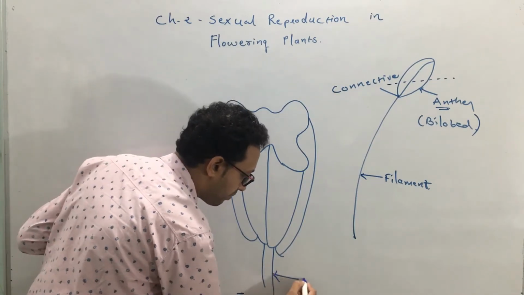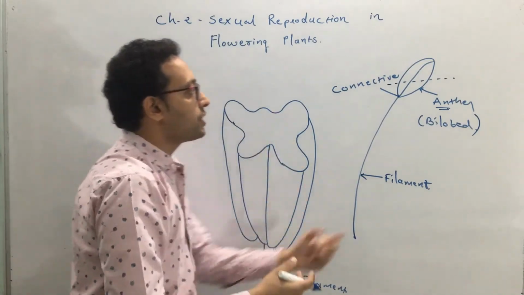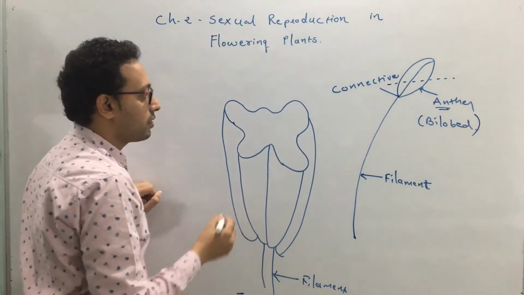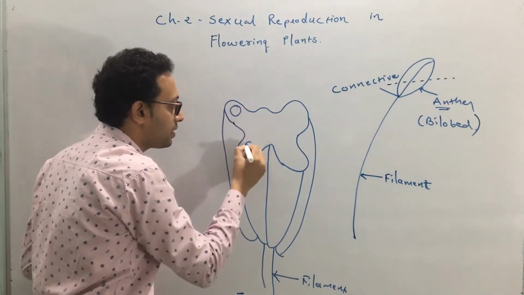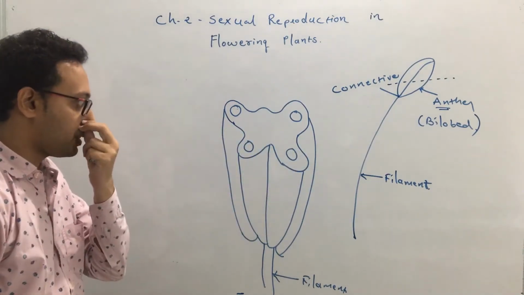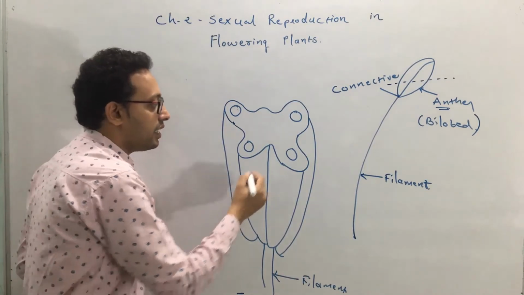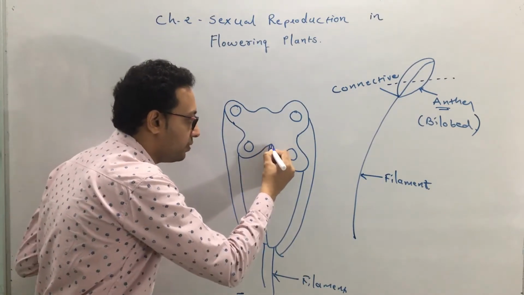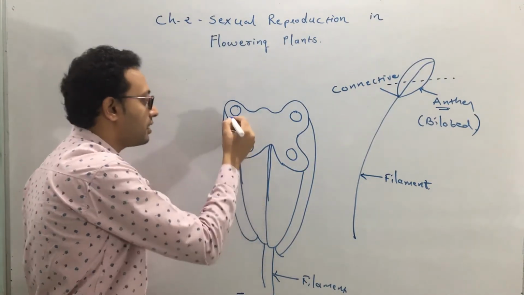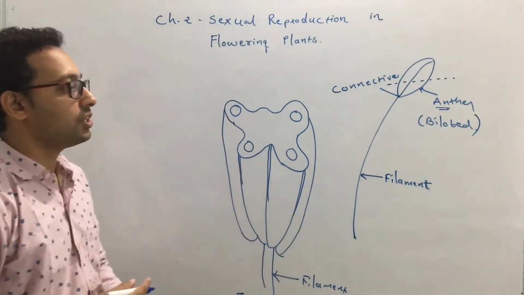This is a part of the filament. And when you see it from the top in the transverse section, you will see such a structure. These are the structures of an anther that can be seen in transverse sections. In this transverse section of an anther, there is a longitudinal groove running lengthwise.